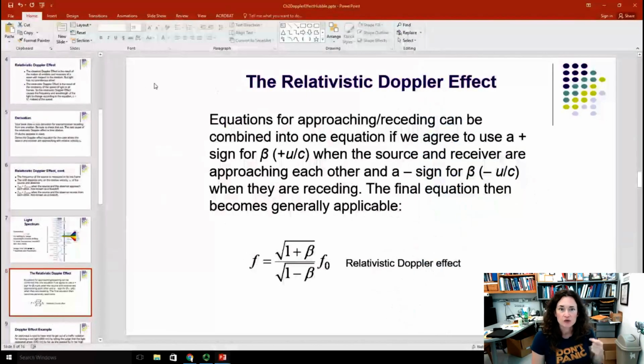So here's the equation for the relativistic Doppler effect. We can put it into one equation if we agree to the convention that beta, the little shorthand that I sometimes like to use for the ratio of the speeds, beta is equal to u over c. We put a plus sign on that beta when the source and receiver are approaching one another, and a minus sign on that beta when they're receding from one another. In the remainder of this lecture, I'll do an example of each. Hopefully it'll be pretty clear what I mean there.